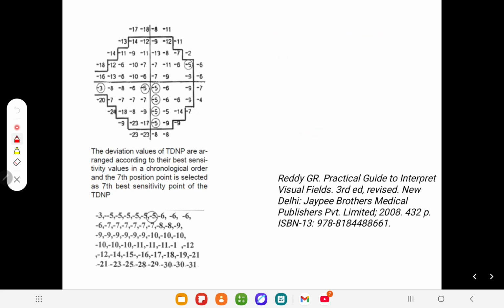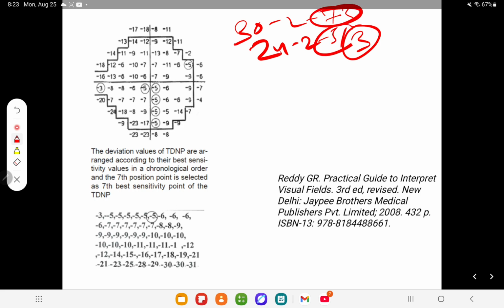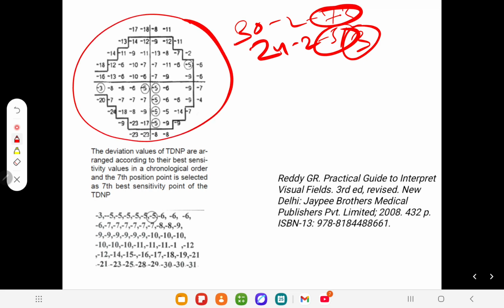Okay, let's take an example. We have this. This is maybe 30-2 or 24-2 or 10-2, whatever it is. And just remember, in the case of 30-2 and 24-2, there are 3 points that project on the blind spot. So those 3 points should be eliminated, which means out of 76, 73 is left. Out of 54, 51 is left. Now what we do is arrange these points from lowest to highest. Take this example. Actually, what is this? Total deviation numeric plot.